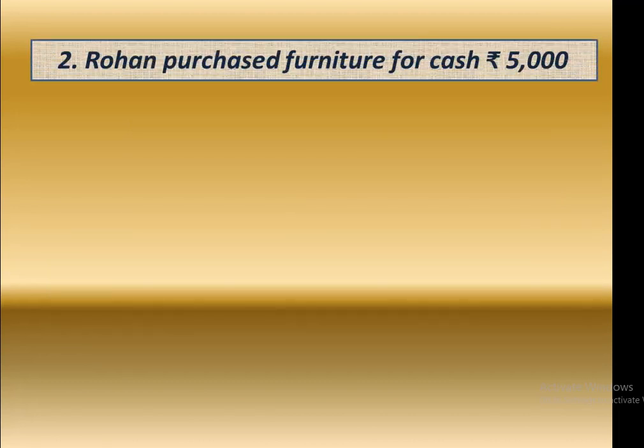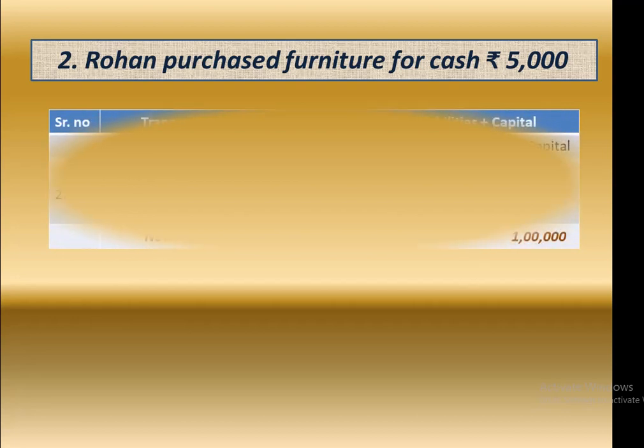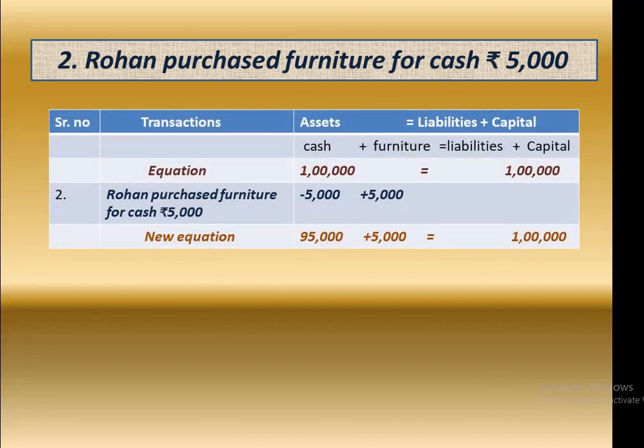Next transaction, Rohan purchased furniture for cash. It means cash is reduced by rupees 5,000 but a new asset that is furniture of the same amount has been acquired. So here is the result. Cash is decreased by 5,000 and furniture increased by 5,000 and the new equation becomes 95,000 plus 5,000 is equal to 1 lakh.